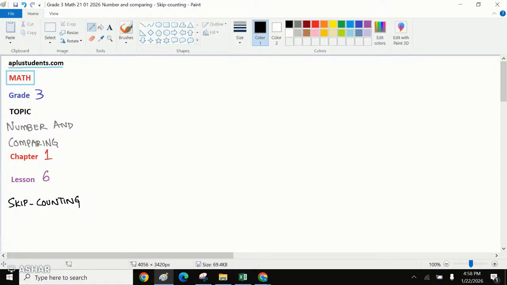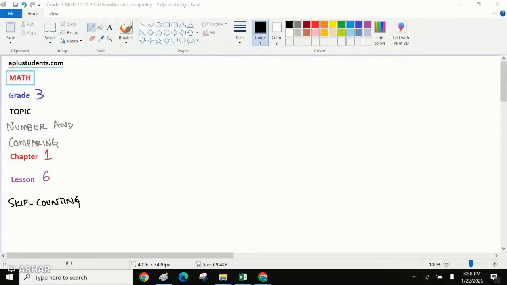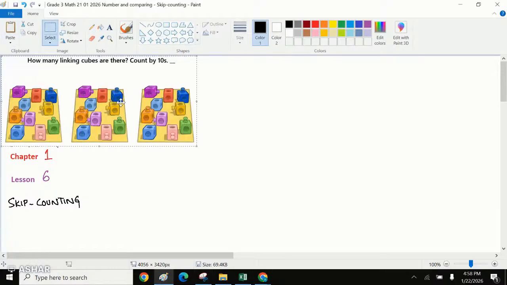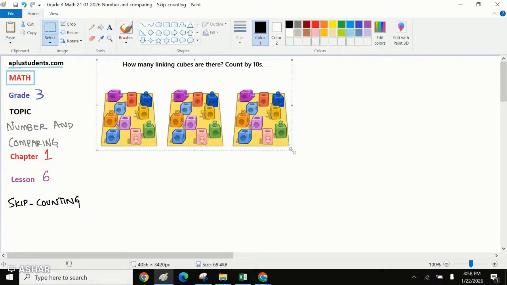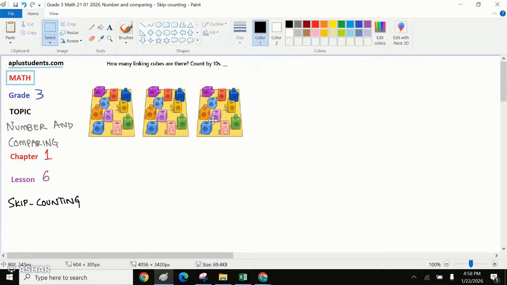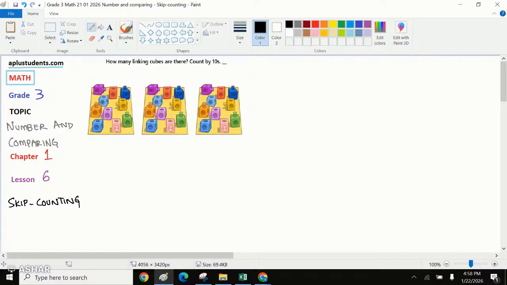So let's go to the topic. Let's look at the questions. Okay. The question says, how many cubes are there? Count by tens. So if I open this up, the question is saying count by tens. Question number 1. What we do not have to do is count everything, right? We have to count by tens.